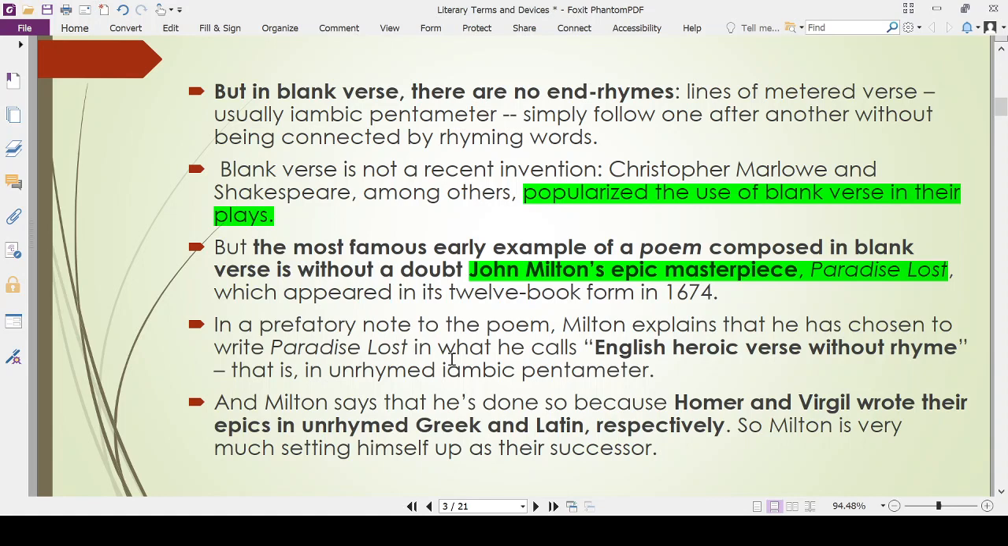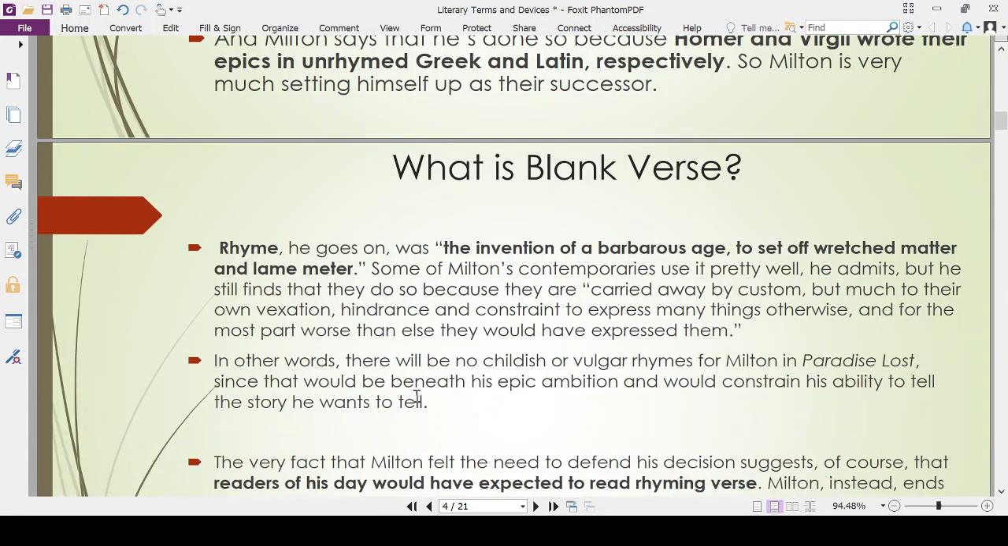Okay, so in the prefatory note to the poem, Milton argues that he has written Paradise Lost in English heroic verse without rhyme. And so the heroic verse that he is talking about is an unrhymed iambic pentameter without, of course, rhyme, as we said. And then Milton argues that he has done so because he wants to follow the classical writers like Homer and Virgil, who wrote their epics in Greek and Latin, respectively, and both of them used this kind of unrhymed lines. Okay, and because he wants to set himself up as the successor to these great epic writers, he has decided to adapt this kind of unrhymed metered line in the English language.